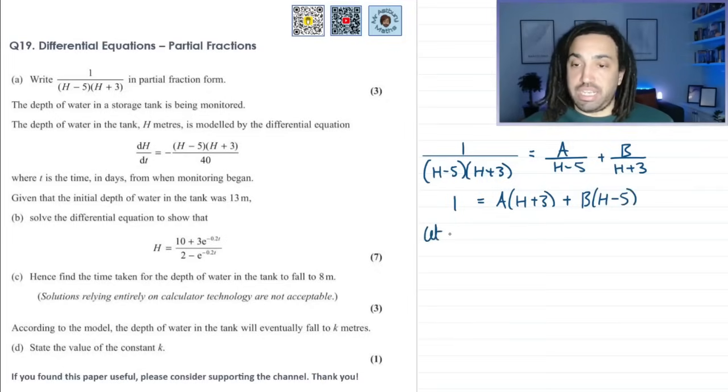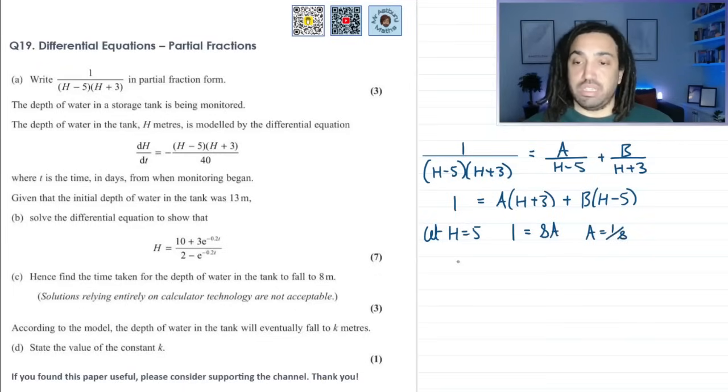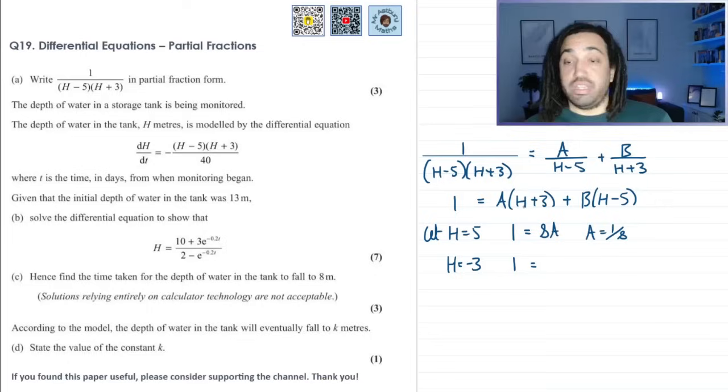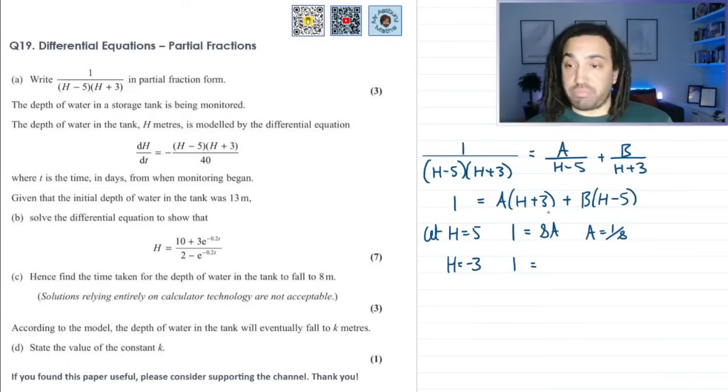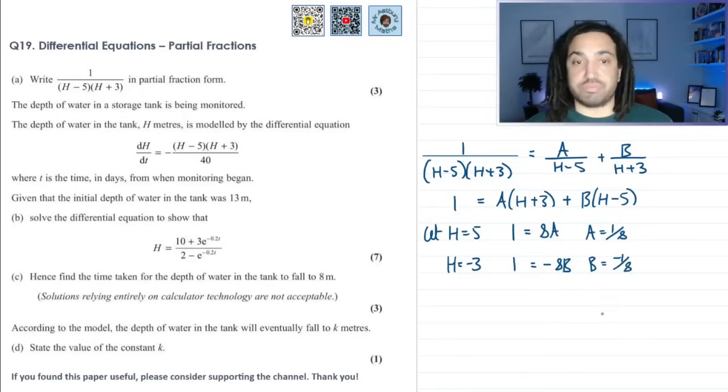Okay, and then we let h equal 5. So that gives us 1 still on the left side, and it gives us in here that will be 8a, and this will be 0, so a will equal 1 over 8. And then we let h equal minus 3 to cancel out this other bracket. The 1 on the left stays the same. This bracket does cancel because h is minus 3, and this one becomes minus 8b. So b is equal to minus 1/8.